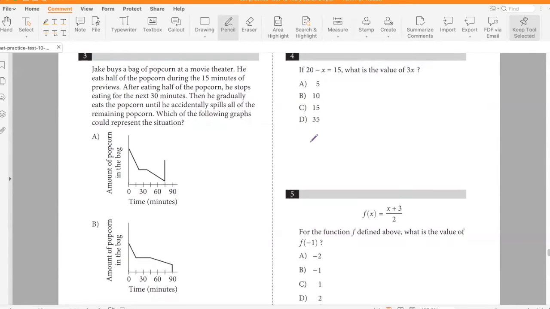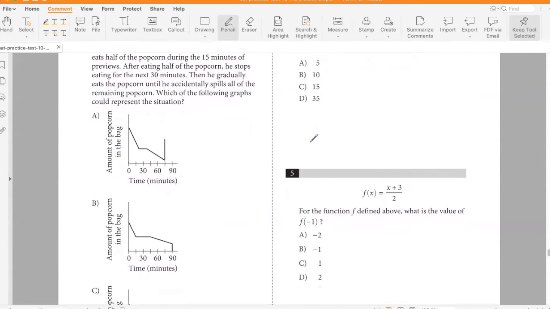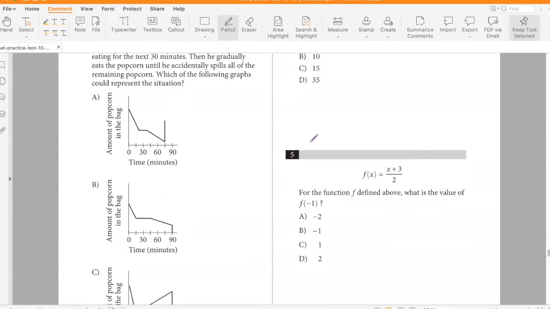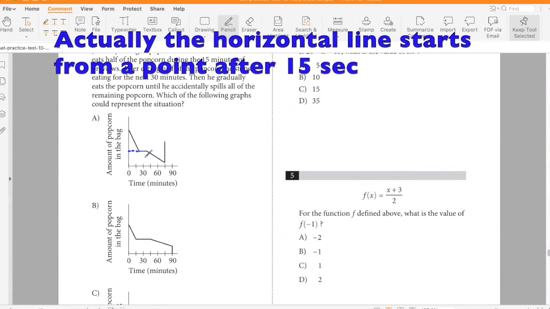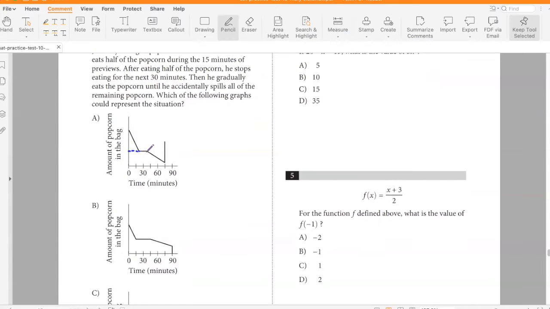So he eats half of the popcorn during the first 15 minutes, right? So I want to see the graph fall to about half in the first 15 minutes. And then he stops eating for the next 30 minutes. So from 15 to 45, there should be no change in the amount of popcorn. So that seems about right, because here you have a constant value.